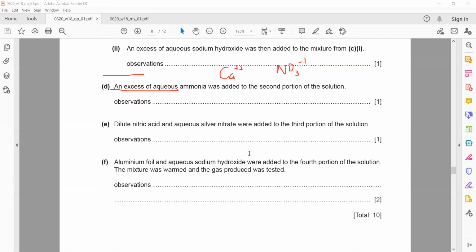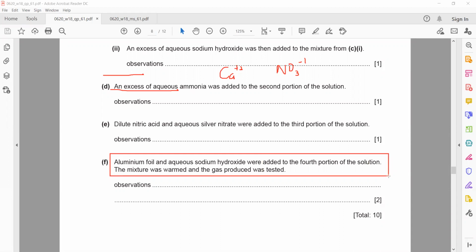Aluminium foil and sodium hydroxide. This is a test for nitrate. Aluminium foil and sodium hydroxide and heat. The mixture was warm and the gas produced was tested. Observation: what you will observe is a pungent gas, which will turn red litmus blue.